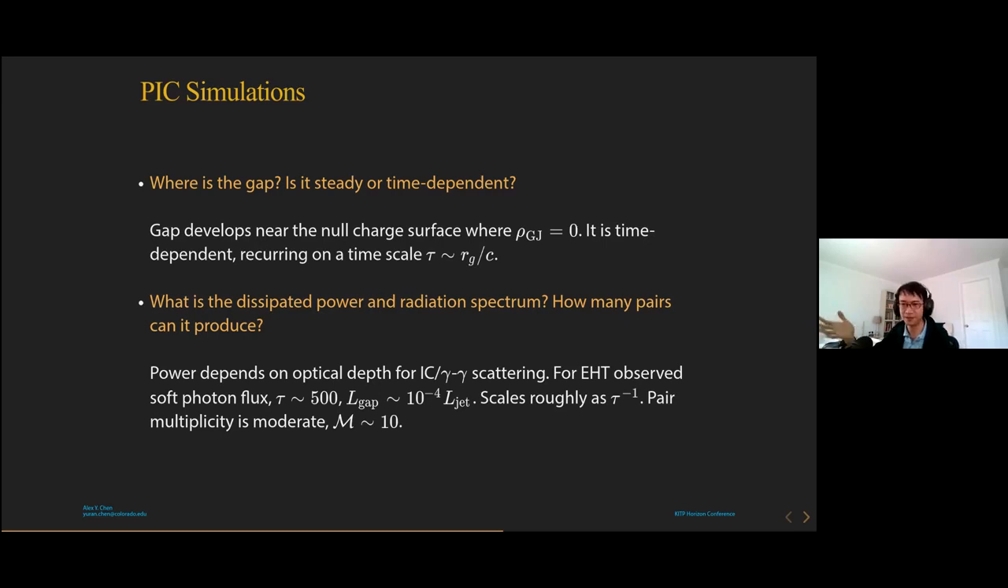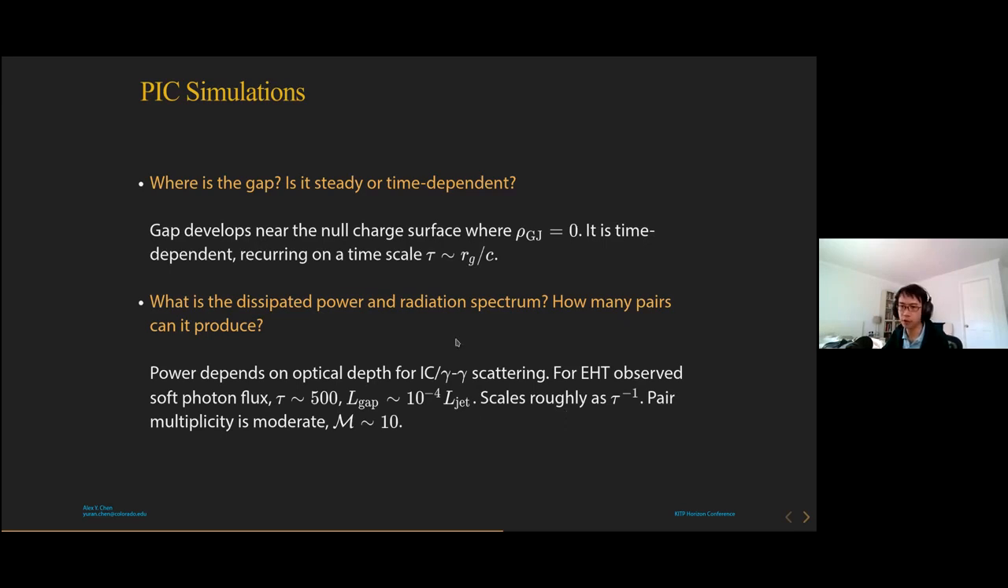Where's the gap? It's pretty unambiguously developing near the null surface. It is time dependent, so it's not a static gap. It's recurring on a timescale comparable to RG over C, a little bit longer than that, but the rise and fall timescale is RG over C.